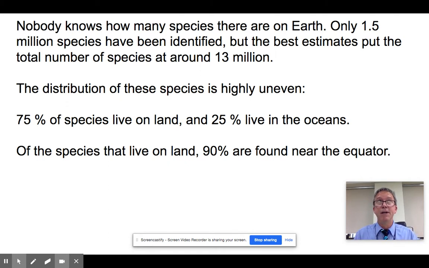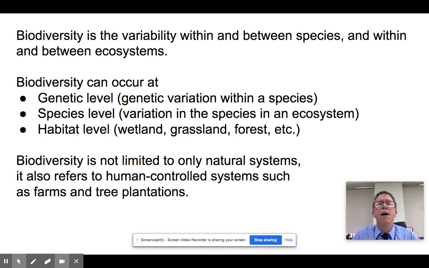That's one thing we should know, that the vast majority of the species we have actually live on land, about 75% of them. And of those species that live on land, almost 90% of them are located near the equator. So it's a very uneven distribution of species, but this diversity of life is what we're going to be studying in this unit. So biodiversity can mean several different things. It can be variability within an organism, within a species, within a community, and between ecosystems.